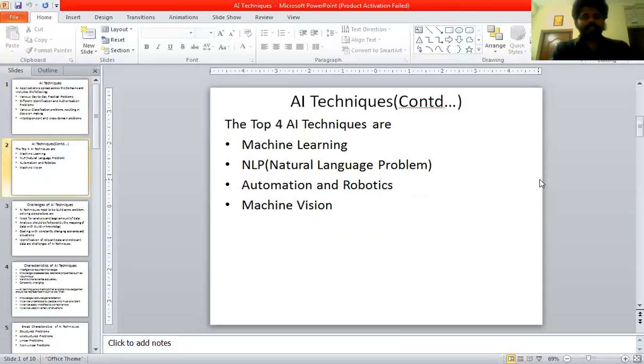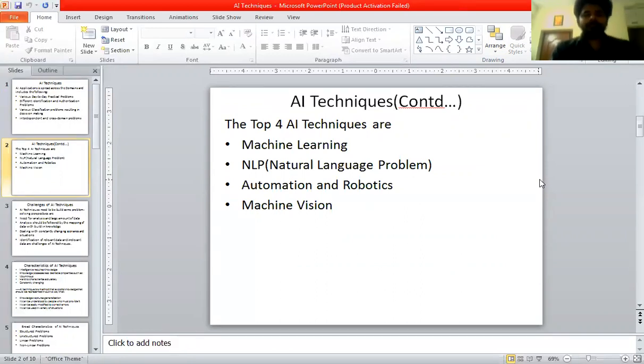Next, we are going to move to the top AI techniques. First of all, there are four. The first one is machine learning. Next is NLP, that is natural language processing. The third one is automation and robotics, and the fourth one is machine vision.